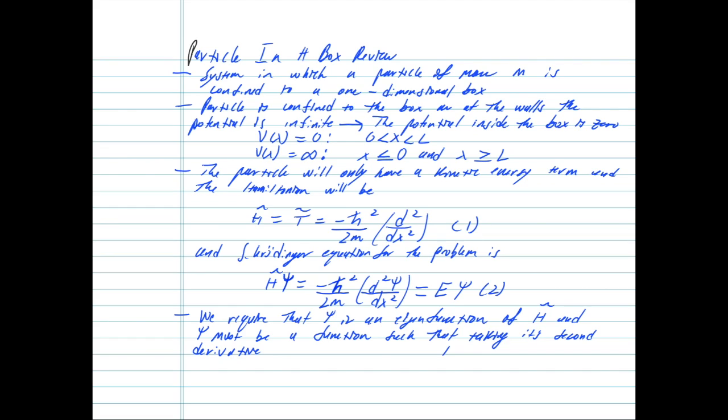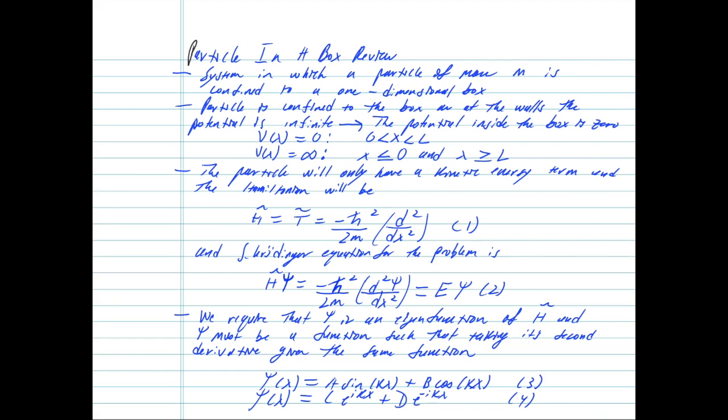And also we require that the wave function is an eigenfunction of the Hamiltonian. And so the wave function must be a function such that taking its second derivative gives the same function. In this case, we can say that psi of x is equal to a sine kx plus b cosine kx. Then we can also write psi of x is equal to c e^(ikx) plus d e^(-ikx). To evaluate the constants a, b, c, and d, we use the boundary conditions, and the constant k is the frequency of the wave functions, which is also going to be determined by the boundary conditions.